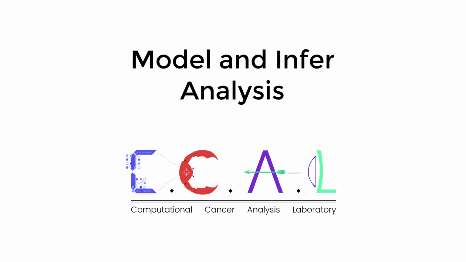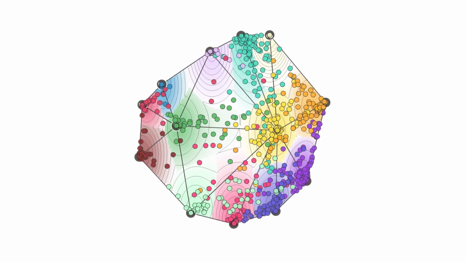Here I'm going to explain the Model and Infer Analysis conceptually. Before I talk about the process, I want to talk about the end product of this analysis, which looks like this. This figure is a kind of map, where things that are farther apart are less similar, and things that are closer together are more similar.